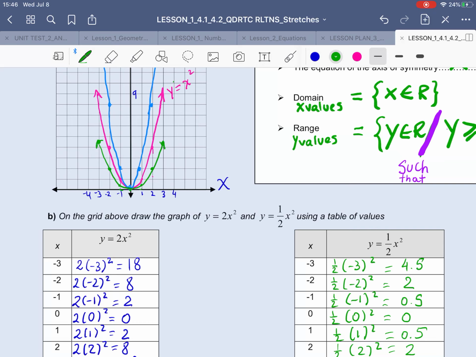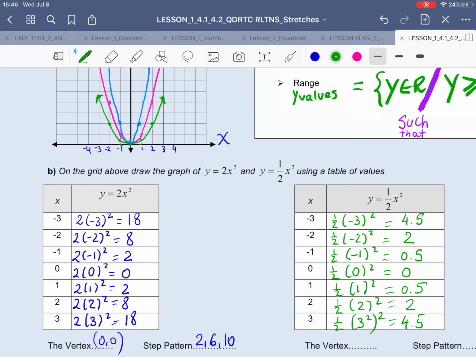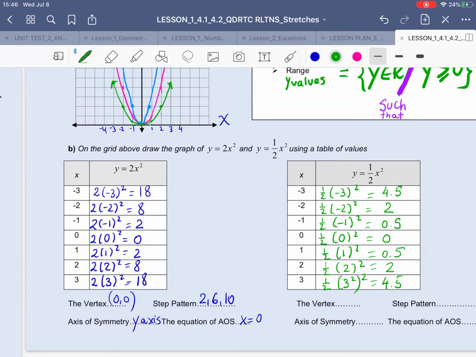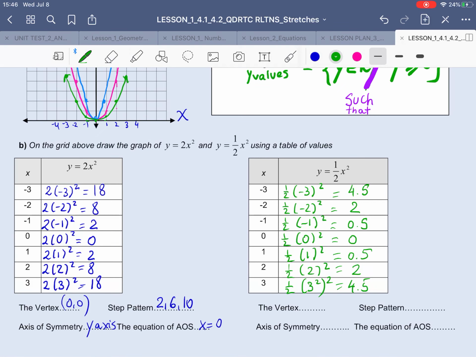So I will connect the points. And here we go again. We got another parabolic shape, but not the exact same shape as the previous two graphs, but we kind of expect that. So the vertex, we'll say, is still at 0, 0. And now let's take a look at the step pattern.